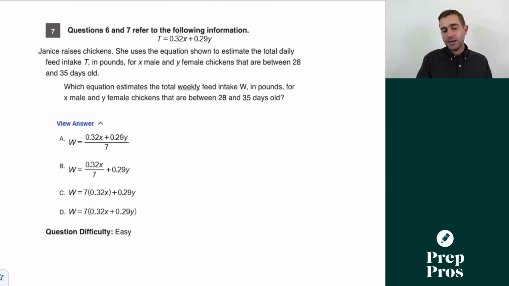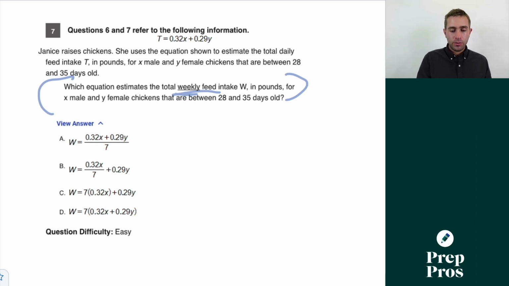Question 7, going back to the same equation here. Which equation estimates the total weekly, anytime they underline or bold something, be super careful, feed intake W in pounds for the X male and Y female chickens that are between 28 and 35 days old?